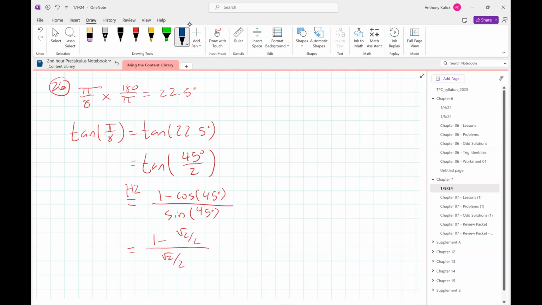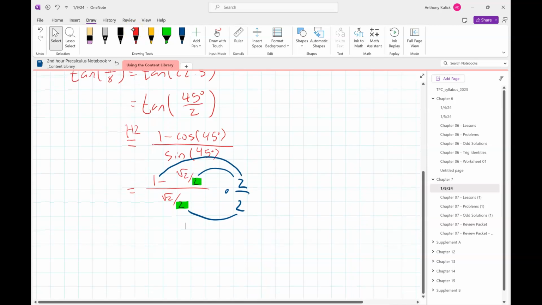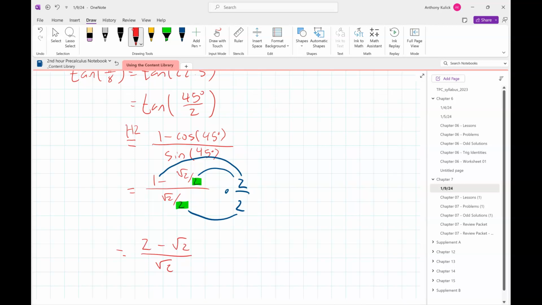Now, what's the issue? I have fractions inside of fractions, right? How do I take care of that? Well, I just multiply the top and bottom by the denominator in my little fraction. So when I distribute that through, I get 2 minus root 2 over root 2. Feel good so far?